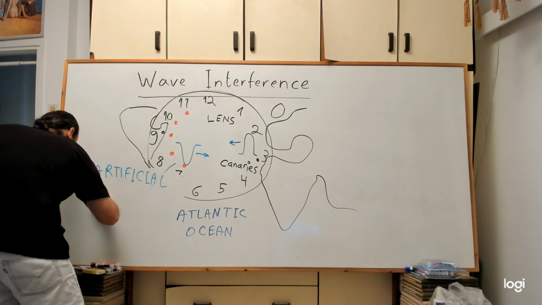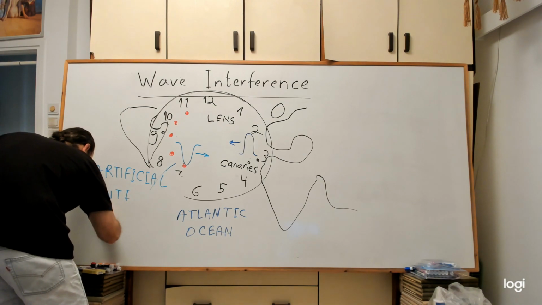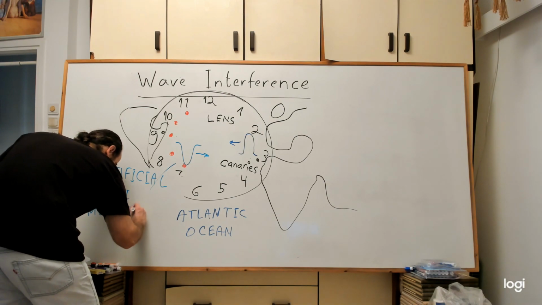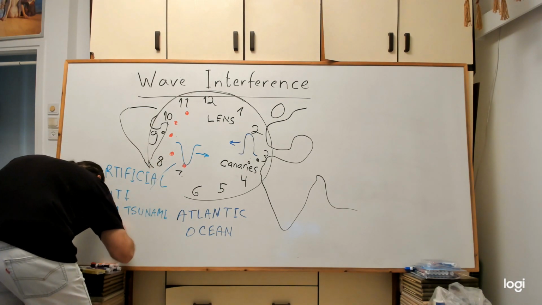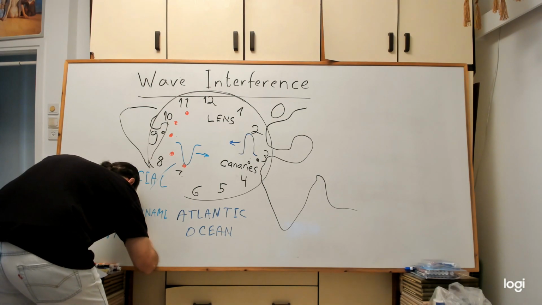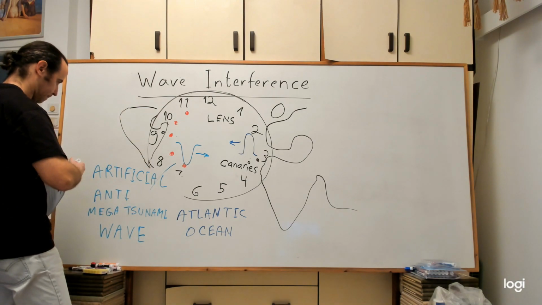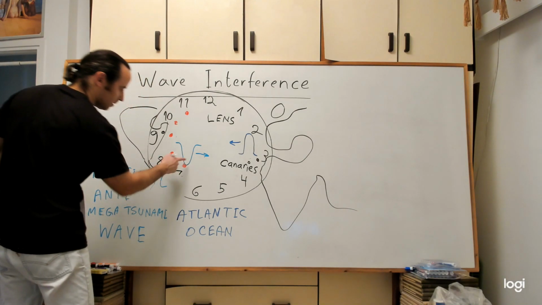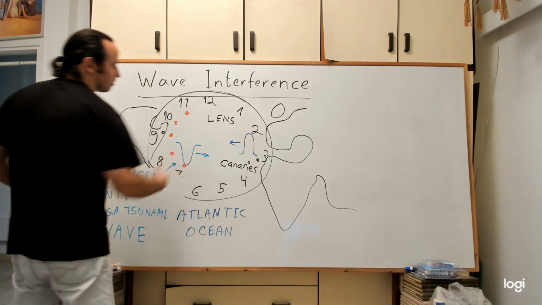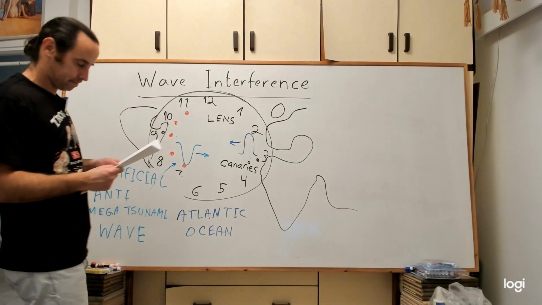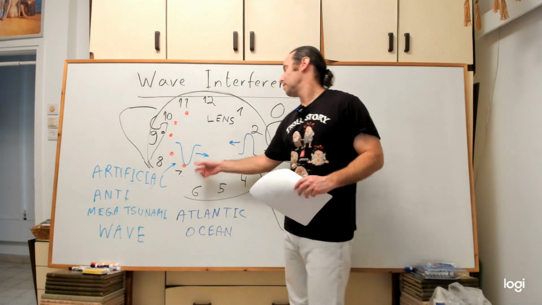Artificial anti-mega tsunami wave. Okay. So this is this, and it's moving that way. And the real tsunami is moving this way. And they will cancel each other in the middle, if we calculated it right. If we made this right, in the right direction, in the right phase, it will cancel this one.